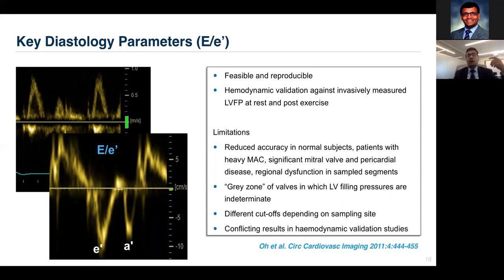Limitations are it may not be reliable in patients with mitral annular calcification, and sometimes in certain phenotypes, particularly heart failure with preserved ejection fraction, there's not a good correlation between left atrial mean pressure and the E by E prime. And in certain conditions like hypertrophic cardiomyopathy, reduced correlation has been found in the literature.